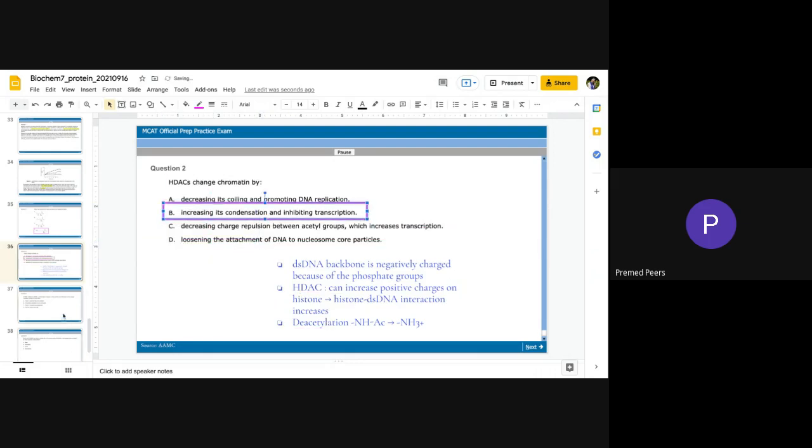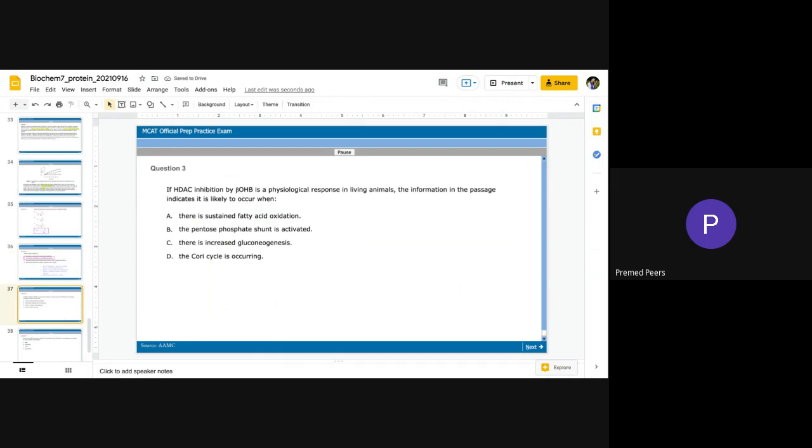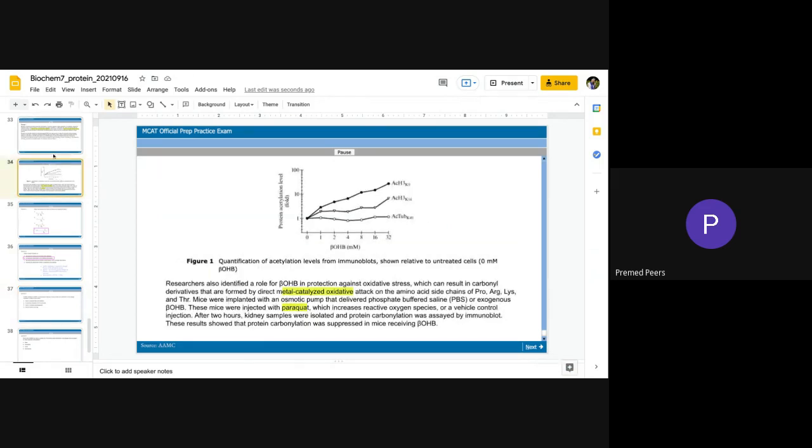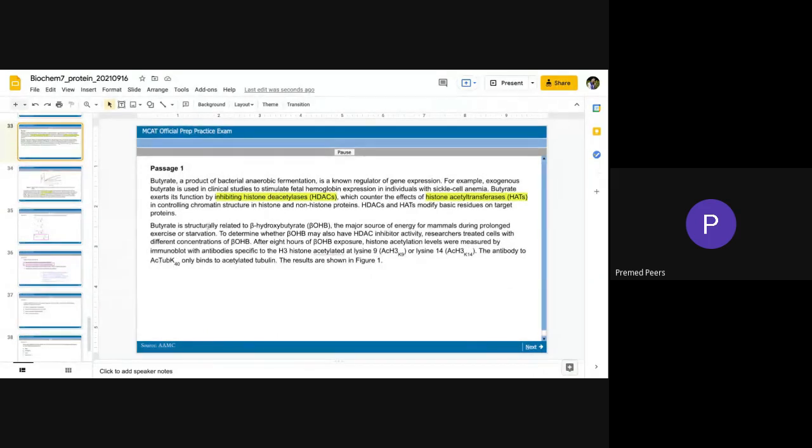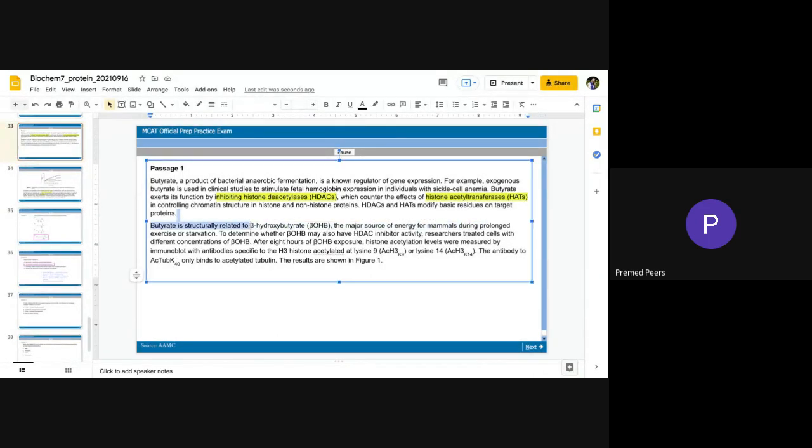Okay, so that is that. Number three asks, if HDAC inhibition by beta OHB is a physiological response in living animals, the information in the passage indicates it is likely to occur when. So let's look at when beta OHB is first introduced. Beta OHB is introduced in paragraph 2. Immediately after the introduction, they say it is a major source of energy for mammals during prolonged exercise and starvation.